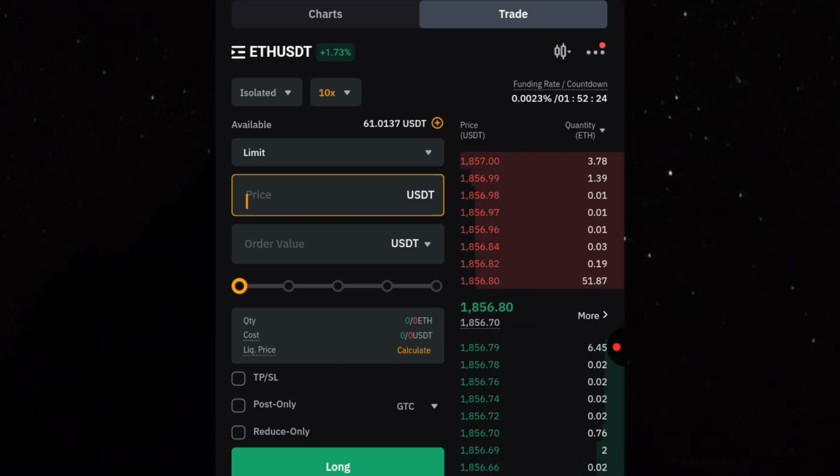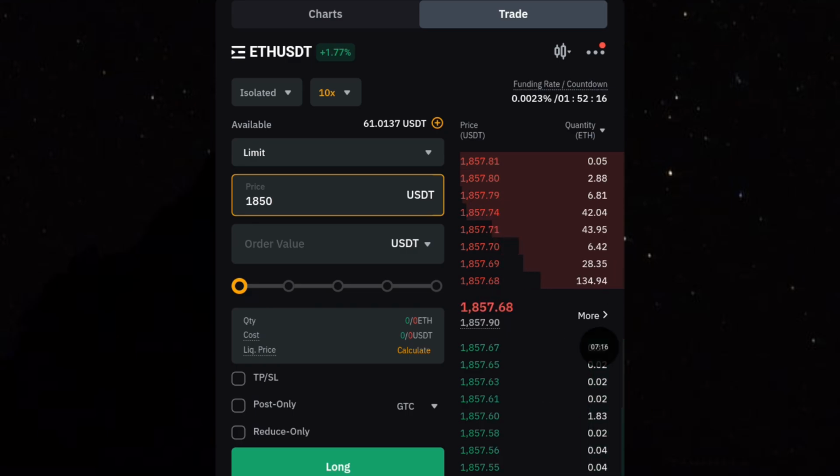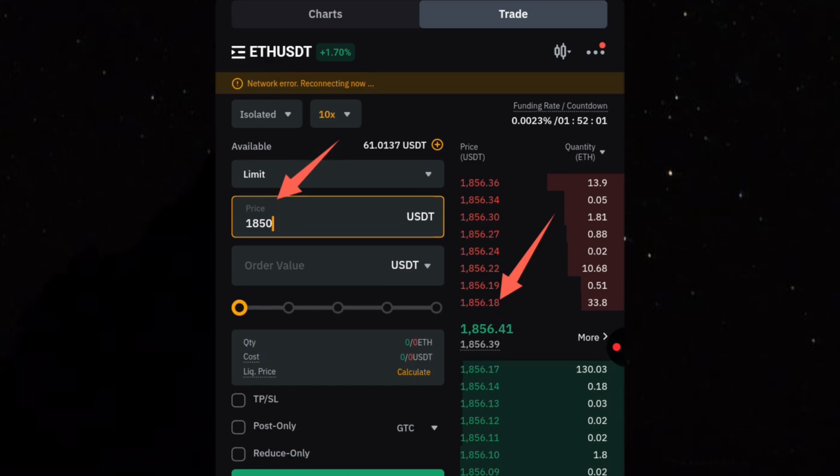So I'm going to put in 1850. I'm going to come here and put in 1850. This is because I want to buy Ethereum at a cheaper price and long it. The price is 1857, but once it's 1850, I want to buy it and predict it to start going up from 1850. I'm saying Bybit, please, when the price of Ethereum comes down to 1850, buy it for me, because I believe from 1850 it will start going up to the price I want.